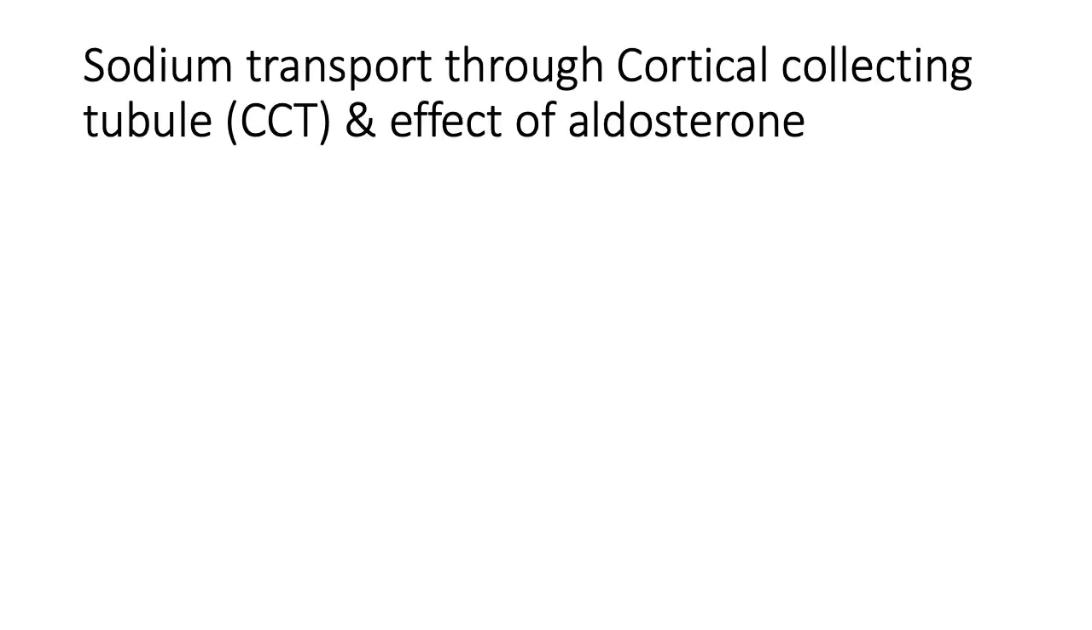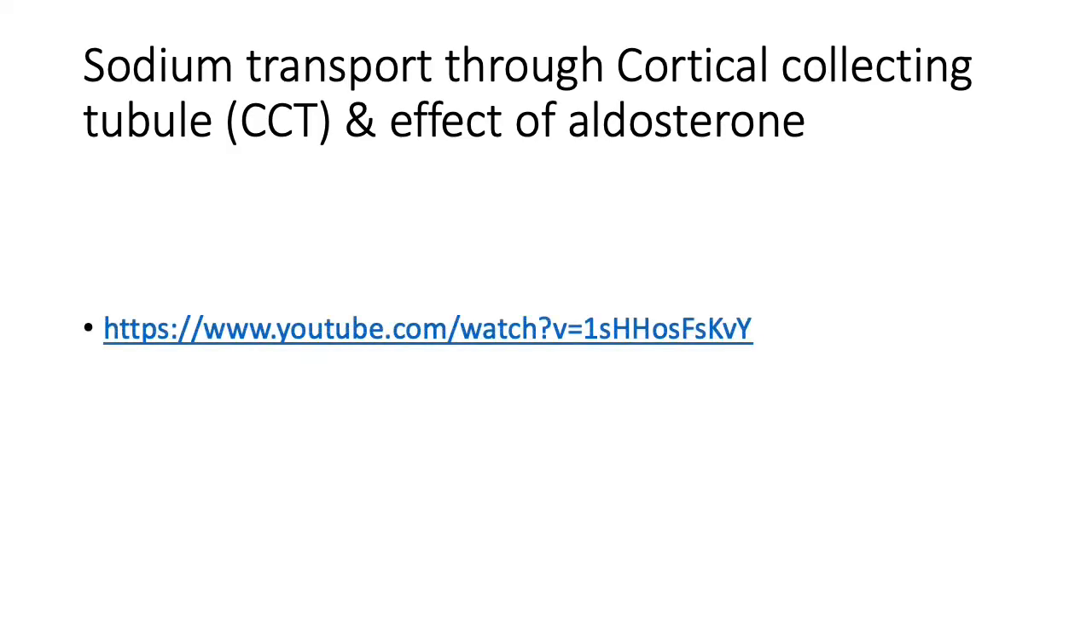Now the principal cell of the cortical collecting duct has two receptors for two hormones: ADH and aldosterone. With the help of ADH, it reabsorbs water, and with the help of aldosterone, it reabsorbs sodium through the epithelial sodium channel. The detailed discussion of this is done in my other YouTube video. Please check it. The aldosterone escape is also discussed in that video.